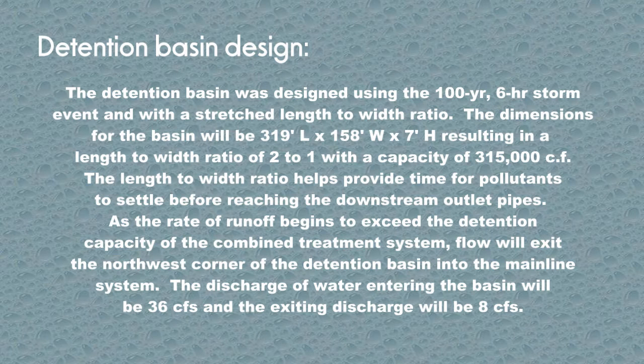As the rate of runoff begins to exceed the detention capacity of the combined treatment system, flow will exit the northwest corner of the detention basin into the mainline system. The discharge water entering the basin will be 36 cubic feet per second, and the exiting discharge will be 8 cubic feet per second.